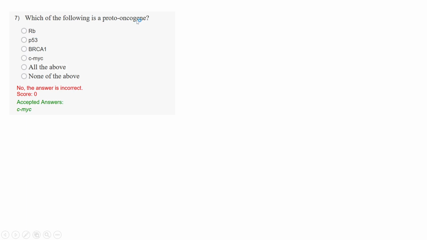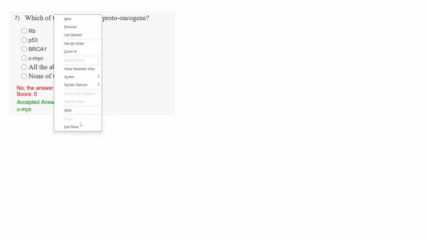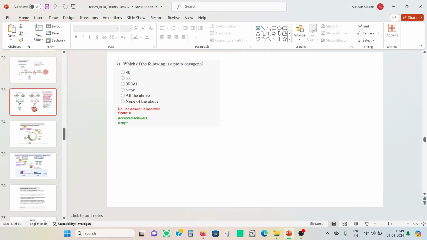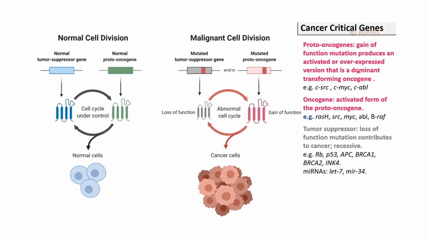So, which of the following is a proto-oncogene? There are different examples of the proto-oncogene, so let's discuss the proto-oncogene. Then we can go through this slide. Okay. So, proto-oncogene, as I discussed, leads to the gain of function mutation.